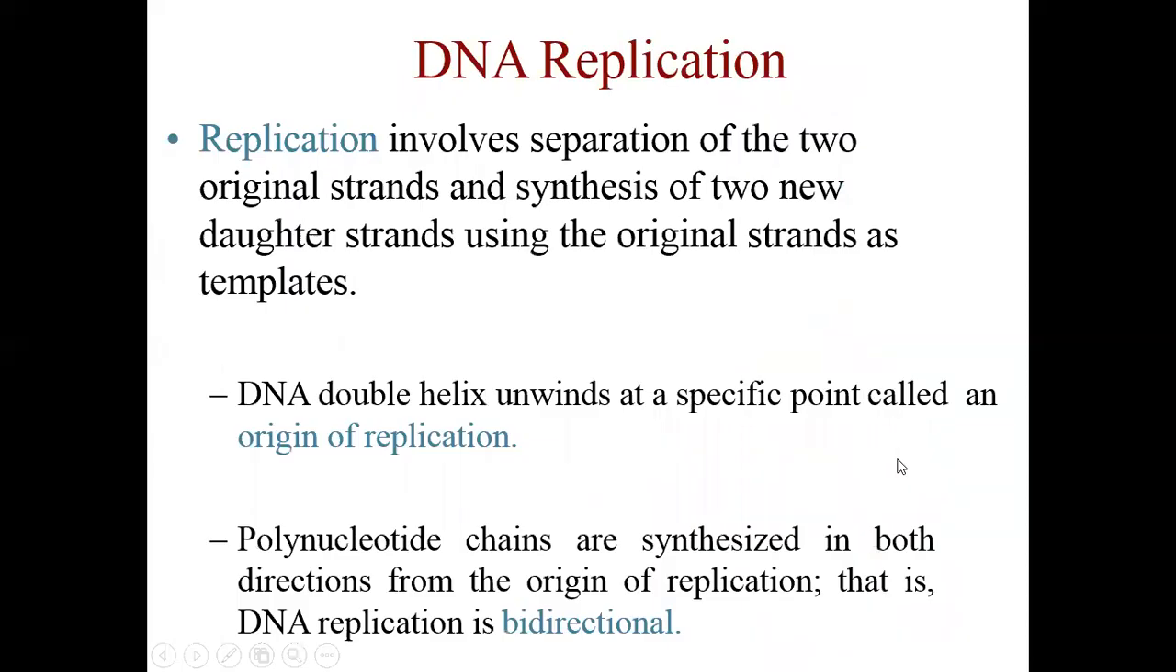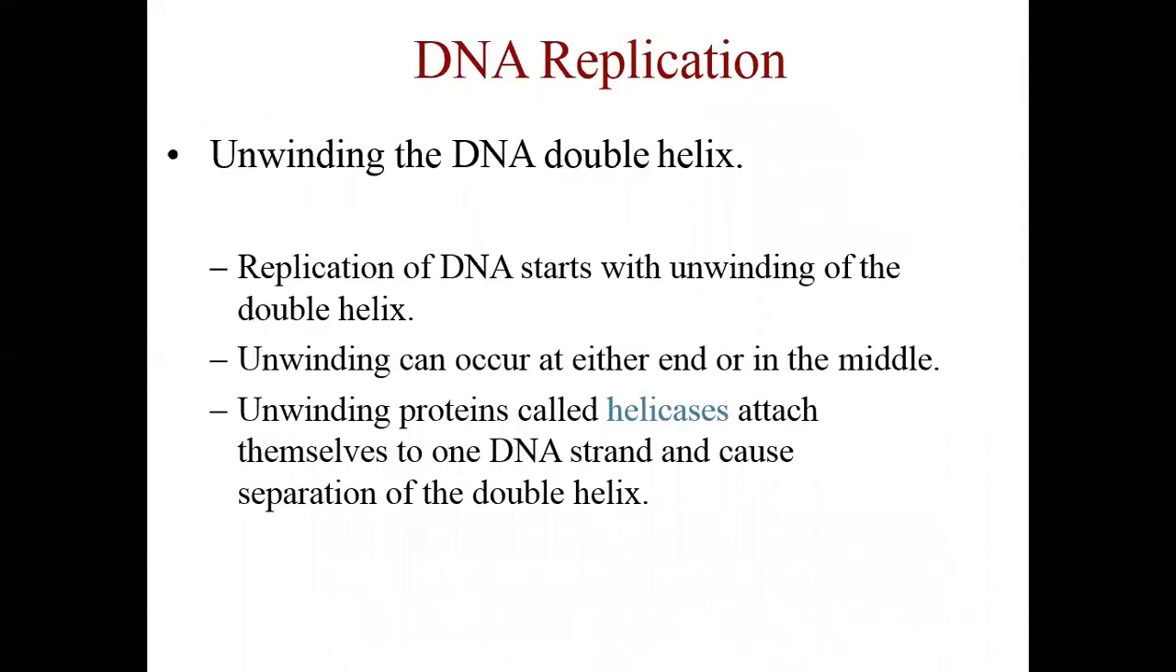So replication involves separation of the two original strands, and this separation is done by the melting of hydrogen bonds. It then synthesizes two new daughter strands using the original strands as the template. The DNA double helix first unwinds at the specific point known as the origin of replication, and then the polynucleotide chains are synthesized in both directions from the origin of replication. That is, DNA replication is bidirectional.